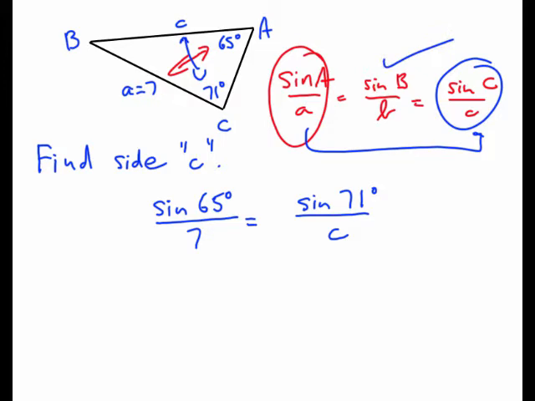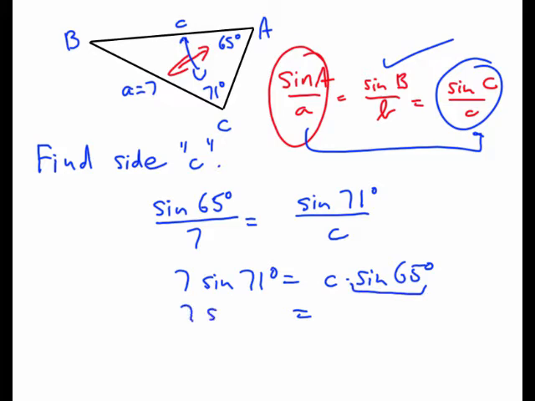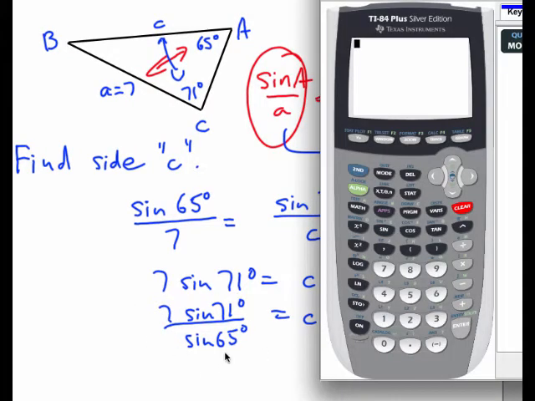Alright, we can cross multiply both sides. So we can get 7 sine 71 equals C times sine 65. Could divide both sides by sine 65. So we're going to type this expression into our calculator.